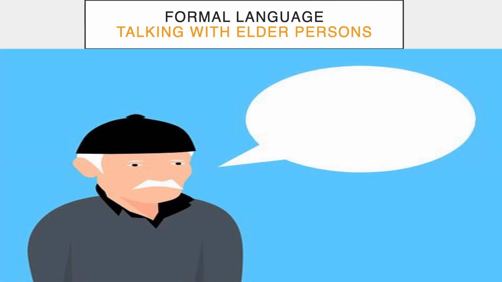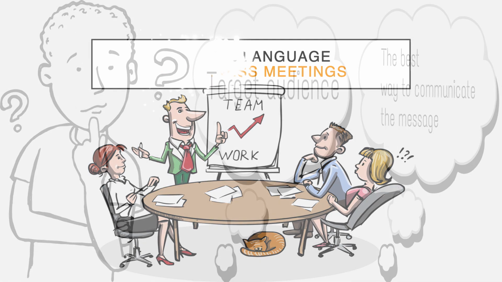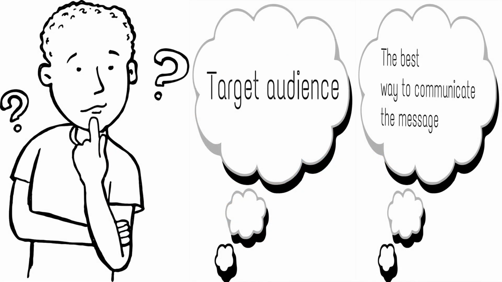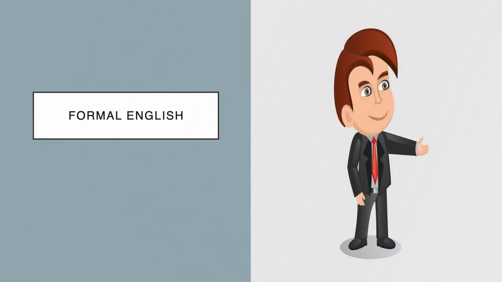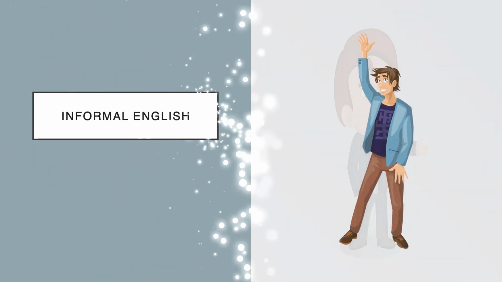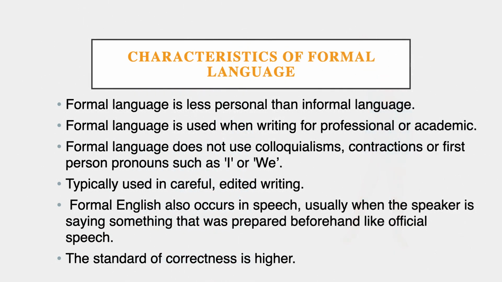Talking with an elder person. In business meetings. Before speaking, think about the target audience and the best way to communicate my message. Formal English. Informal English. Characteristics of formal language.